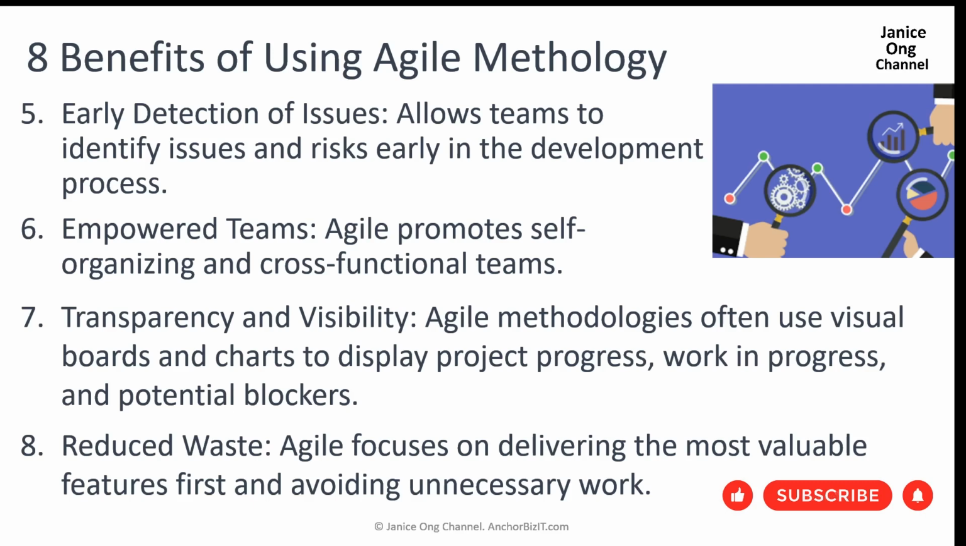Number seven, transparency and visibility. Agile methodologies often use visual boards and charts to display project progress, work in progress, and potential blockers. This transparency enables all team members and stakeholders to have a clearer understanding of project status, making it easier to address challenges and make informed decisions.